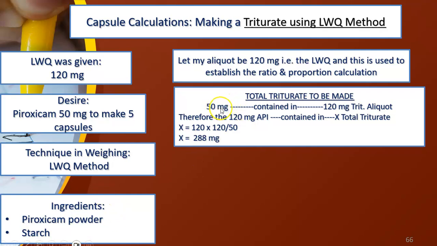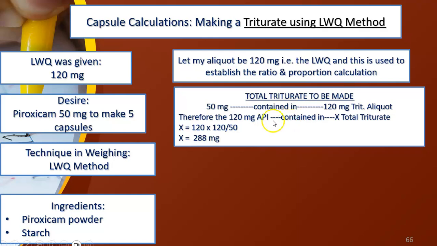Let my aliquot be 120 milligram. What does that mean? 50 milligram that we need will be carried by 120 milligram of the aliquot. Therefore, I am going to use 120 milligram of piroxicam powder to make my triturate.